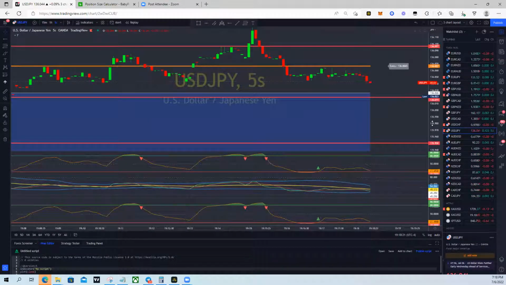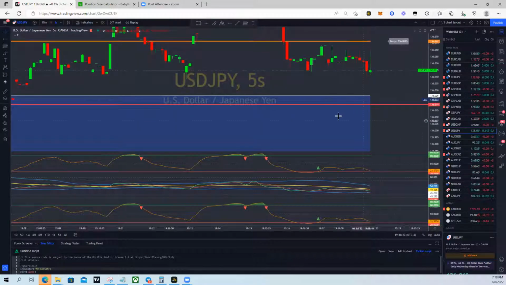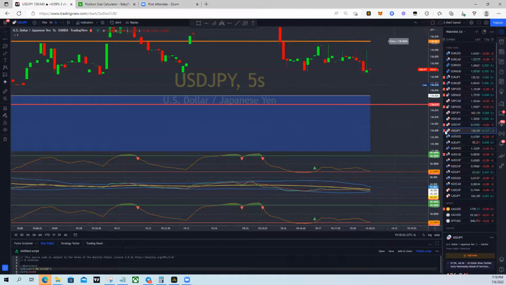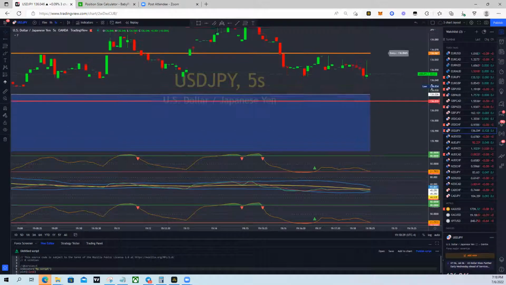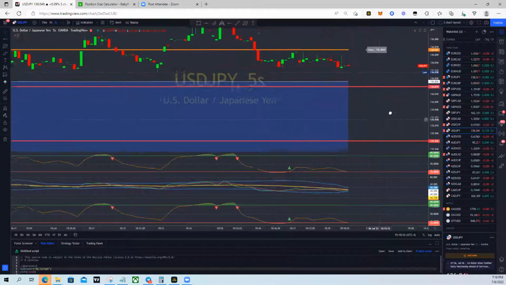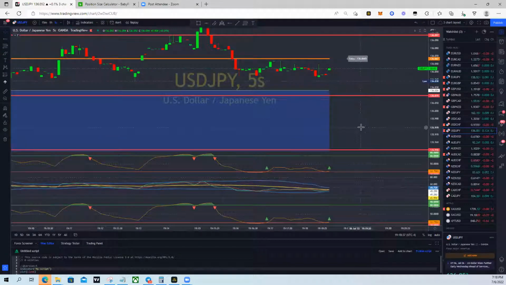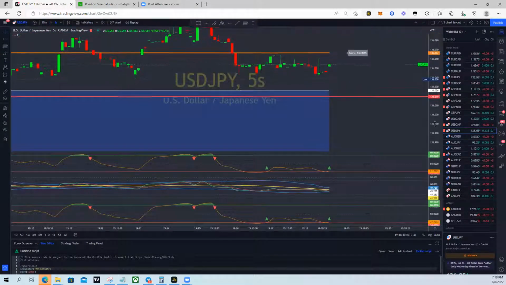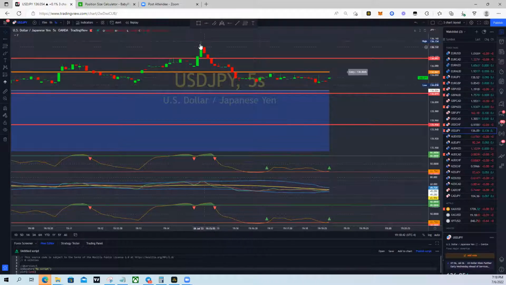Okay, we got a pullback. See if we can get it back to the zone. And just for test sake, for training sake, for the video sake, we're gonna see if we can hopefully get an immediate bounce. If we can get a bounce from the zone back up to where we were up here, to at least test the high, that is the 10 pips. All you're looking for is 10. So if we can get a bounce and it starts breaking the previous highs, we know we're in the clear. Let's see what it does.